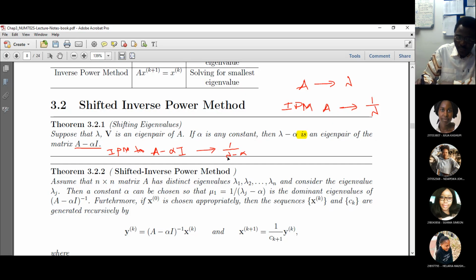Now, if I want to recover lambda, what will I do? Let me call this mu1, because when I put subscript 1 it indicates that it's the dominant, right? It dominates. Now, if I want to recover that, what will be lambda from here? It will just be 1 by mu1 plus alpha, because 1 by mu will be lambda minus alpha. If I add alpha, I recover lambda. So that's how we manipulate to get the other intermediate eigenvalues.